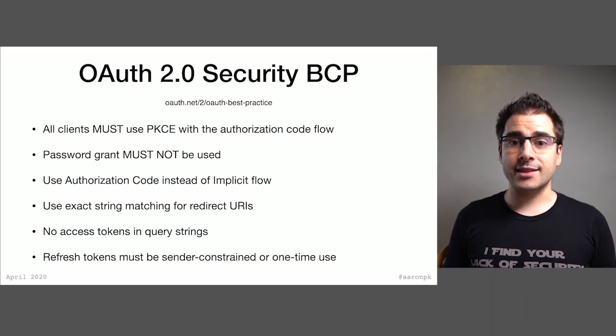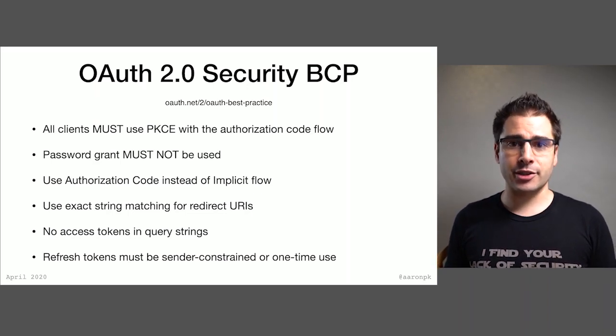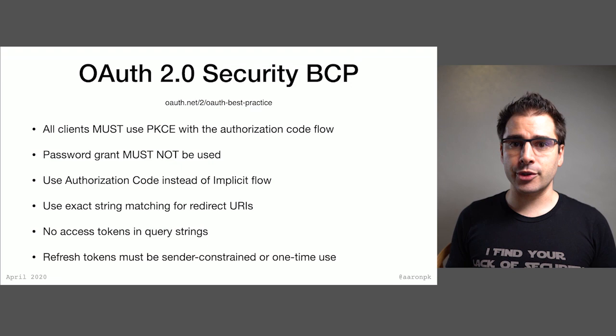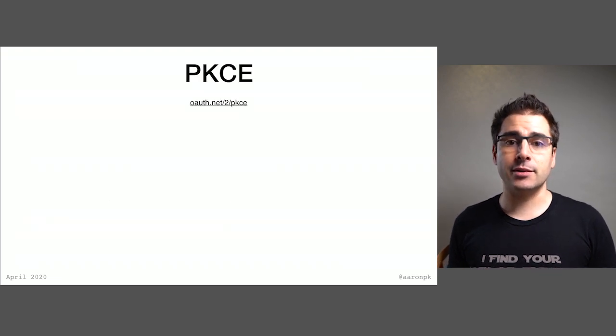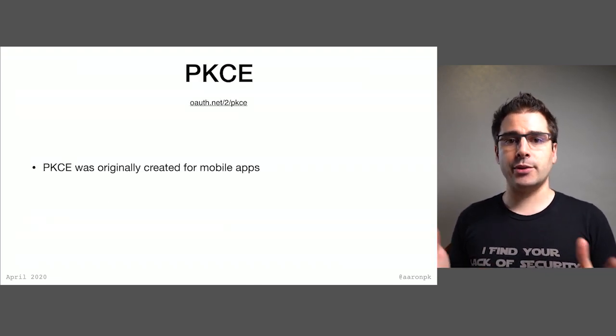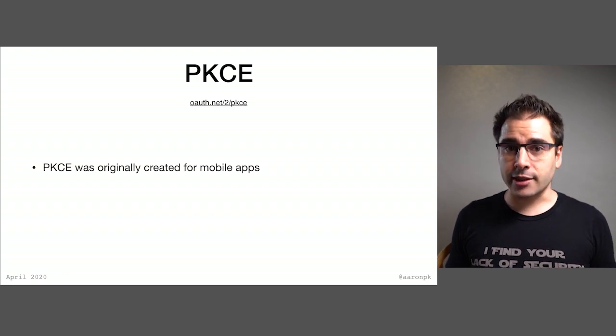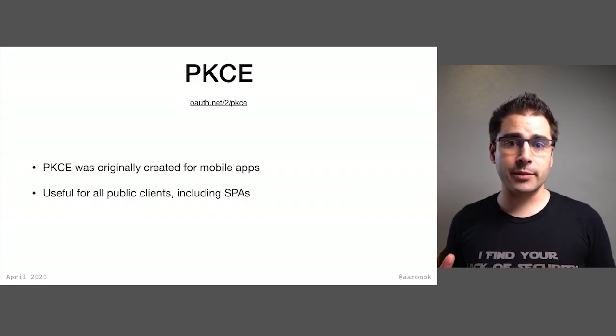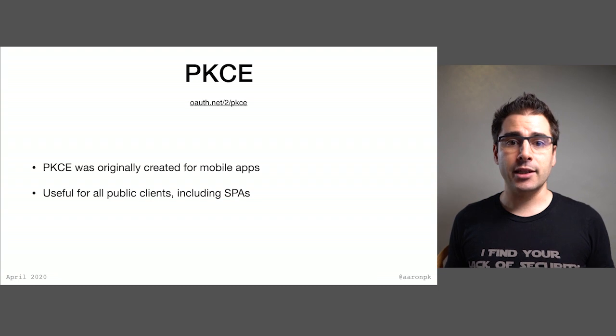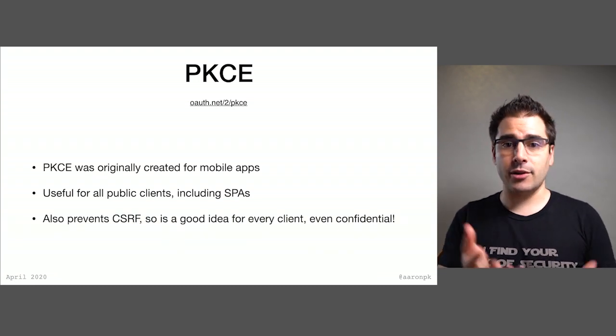One of the first things that it says is that every client that's doing the authorization code flow in OAuth should also do PKCE. PKCE was a mechanism originally intended to protect mobile apps doing the authorization code flow, and it turns out it actually has a couple of interesting properties that make it useful for every type of client, so really everybody should just be doing this always.